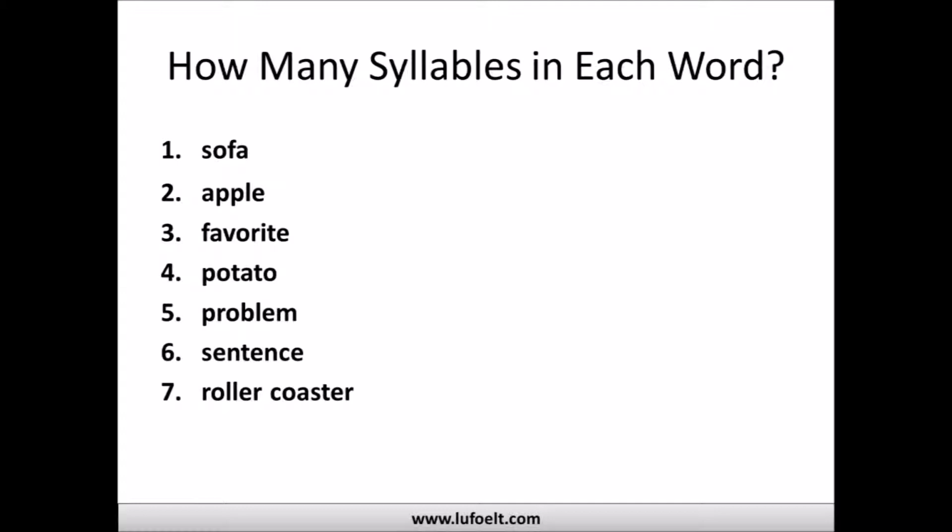So, the first word is sofa. Sofa. Alright? Go ahead and write down the word, and then try to draw a line in between the word to separate the syllables. How many does it have, and where does the first syllable end and the next syllable begin? Alright, and number 2, apple. Apple. Okay, how many syllables are in this word? If you need to pause the video between each word, you can do that.